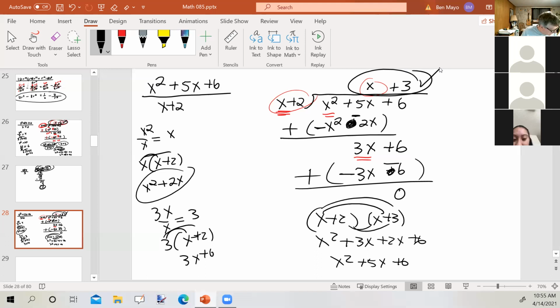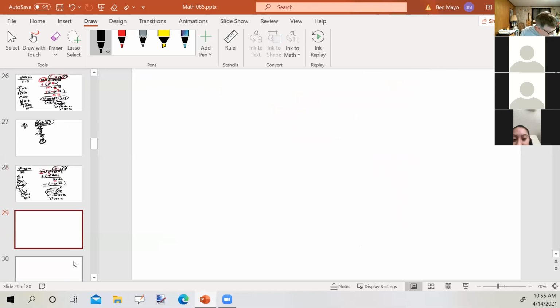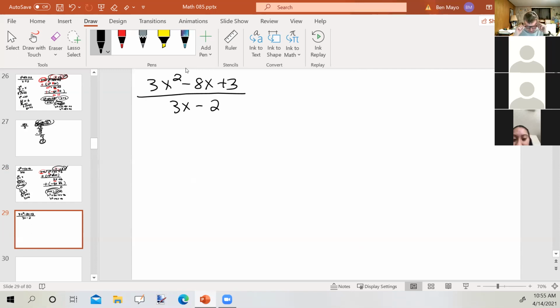Now let's take a look at an example where we get a remainder, in case you thought they all were going to come out nicely. Let's take 3x squared minus 8x plus 3 divided by 3x minus 2. So outside we've got the divisor, 3x minus 2. Inside we've got the dividend, 3x squared minus 8x plus 3.